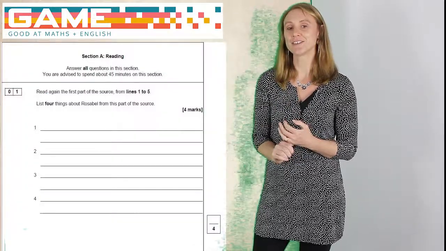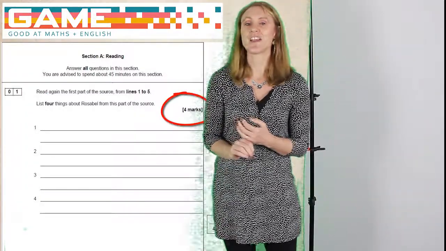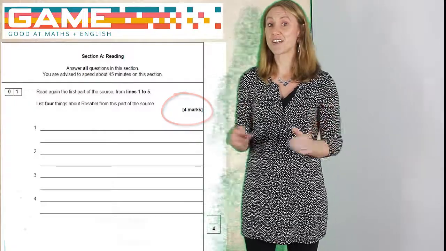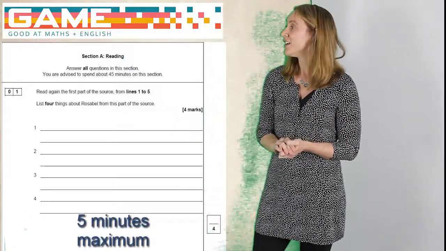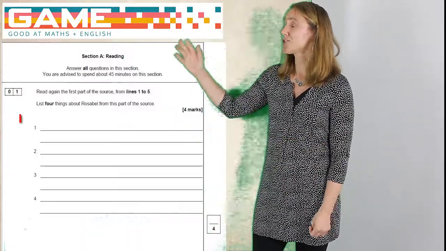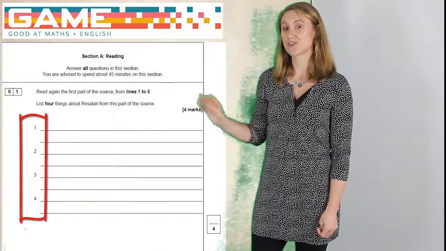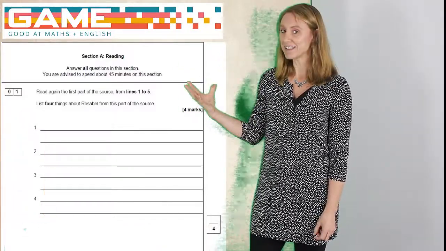Okay, so what do you need to know for question 1? Question 1 is worth 4 marks. You need to spend no longer than 5 minutes to answer that question. You need to ensure that you've got 4 distinct answers. Make sure they're really different, you haven't repeated yourself.